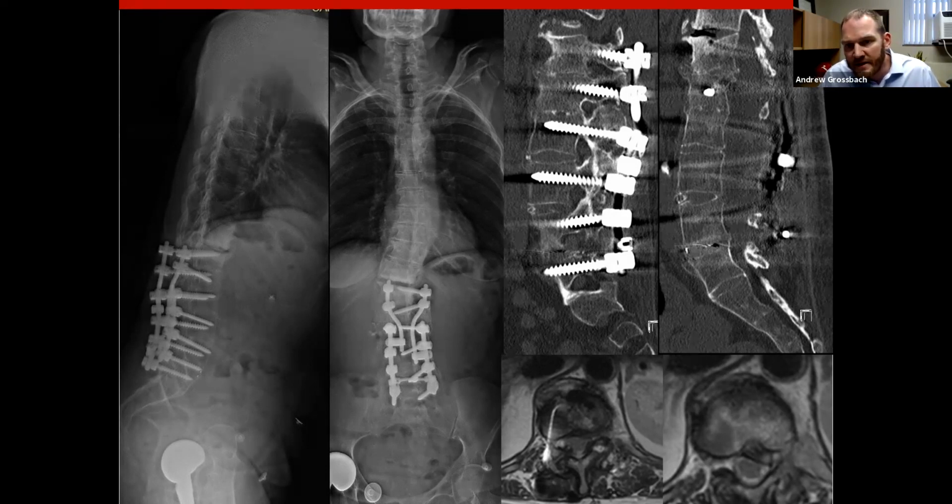And this is someone that, unlike the last patient where we got away with multiple SPOs, posterior column osteotomies across that curve, she's fused. So you're not going to get away with posterior column osteotomy. So she's going to need a 3-column osteotomy if you're going to get her back into alignment.